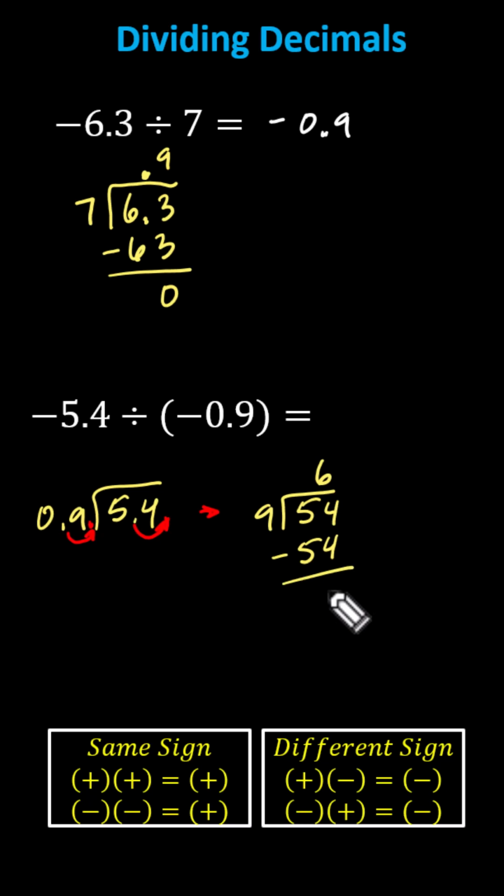We subtract, the difference is 0, and therefore this quotient is equal to positive 6, which actually is the same as the original quotient because a negative divided by a negative is positive.